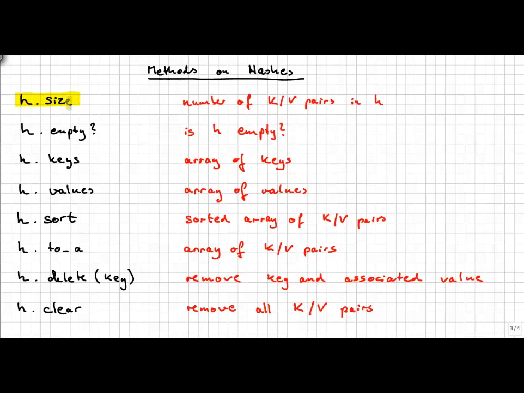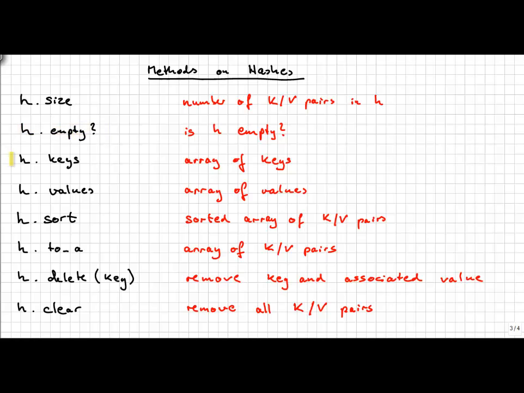Size determines the number of key value pairs in a hash. So basically all of the pairs determine the size of the array. We can ask if the hash is empty and we will get back true or false.